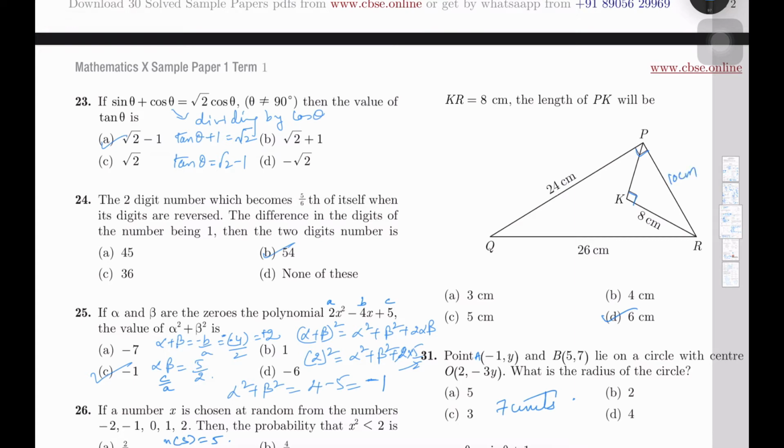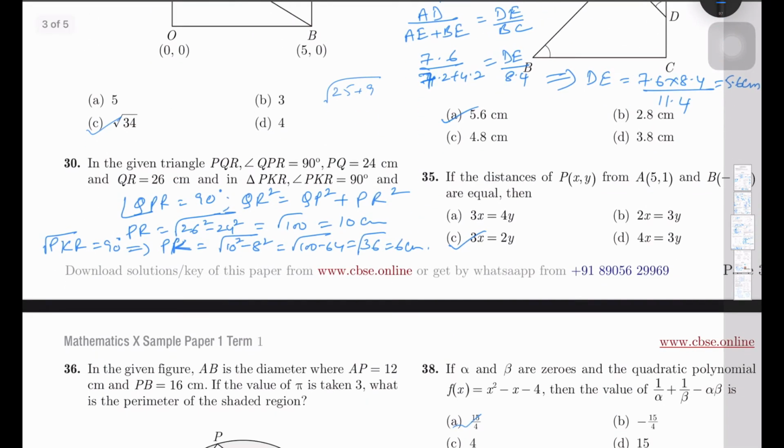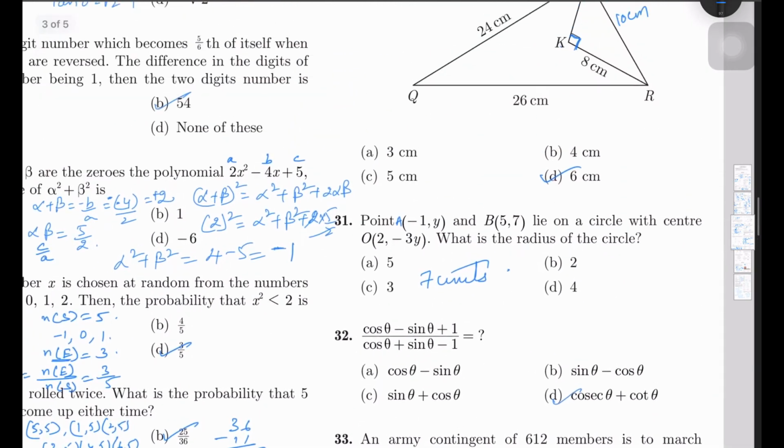Now you have to find out this. Since this is a right angle triangle, PR square is equal to KR square plus KP square. So therefore you have here 10 square minus 8 square under root will give you PK. So PK is equal to under root of 10 square minus 8 square, which is root of 36, which is equal to 6 centimeters. That is the answer.